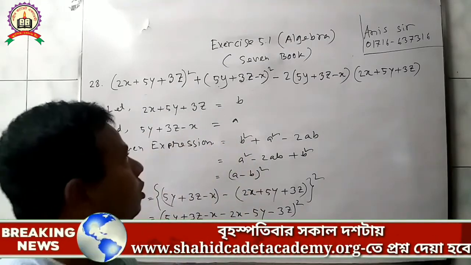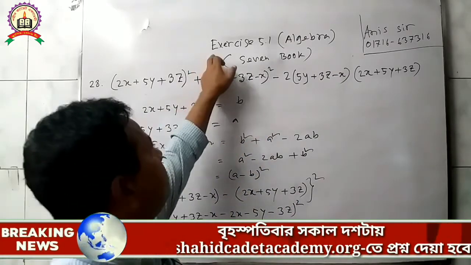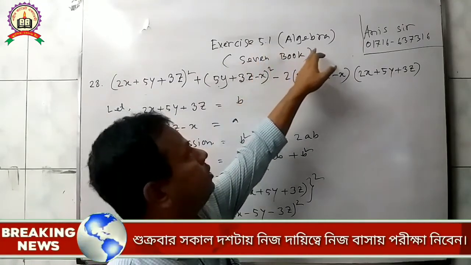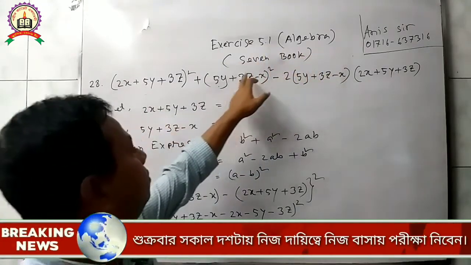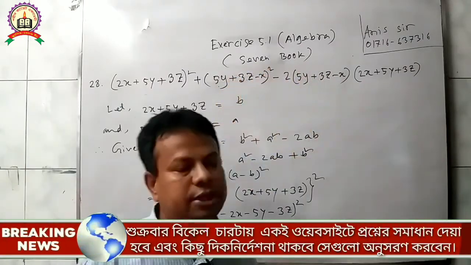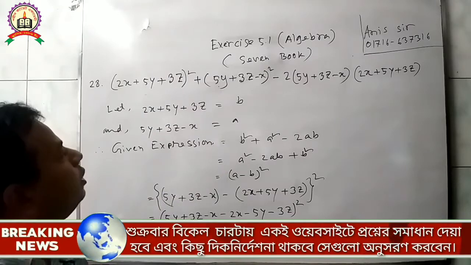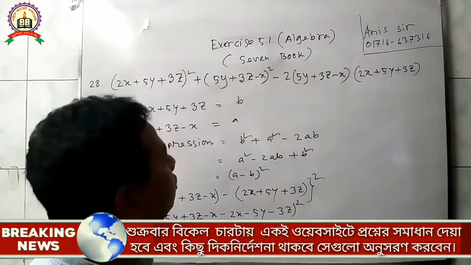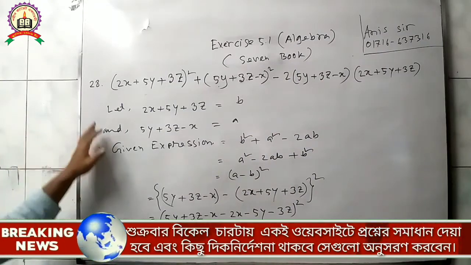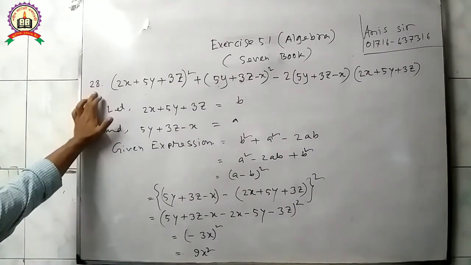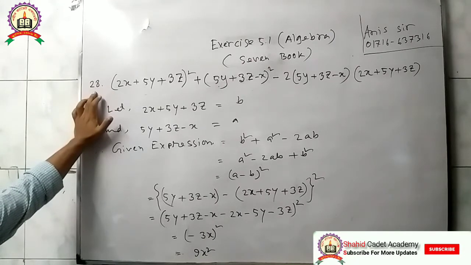Today's online class will be on exercise 5.1, algebra, from the class 7 math book. Now solving question 23, simplification.